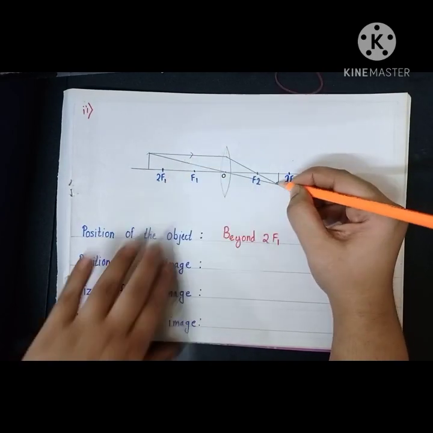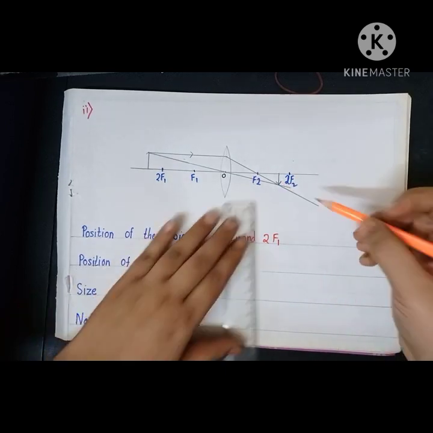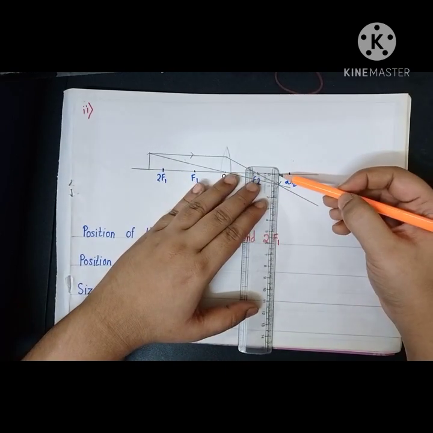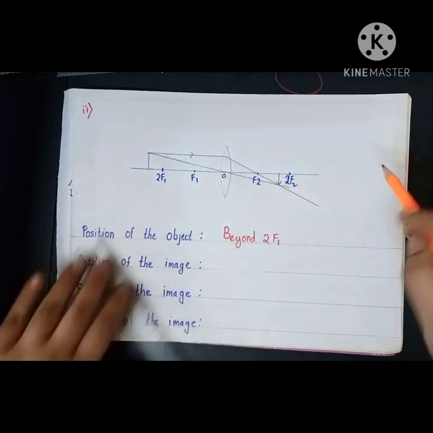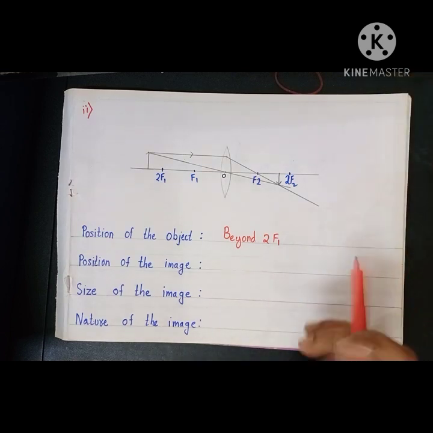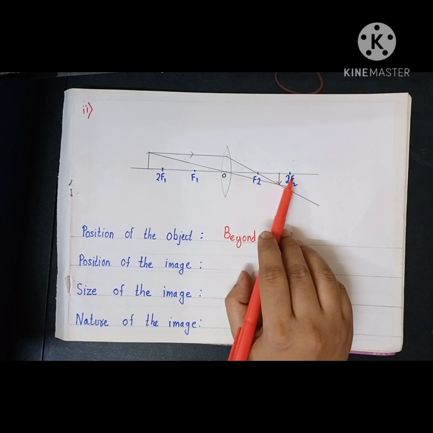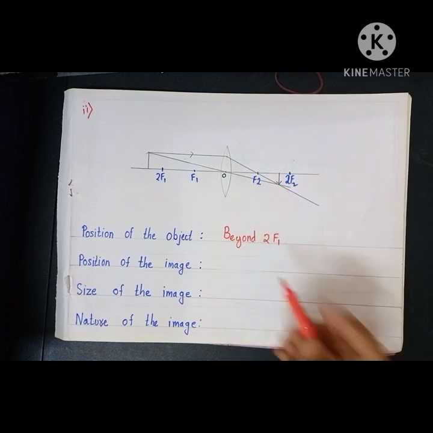So here this is an image of the object, and when you measure, it is less than 1.5. So it is smaller as compared to the size of the object. So you will write position of the image. So position of the image is between F2 and 2F2.